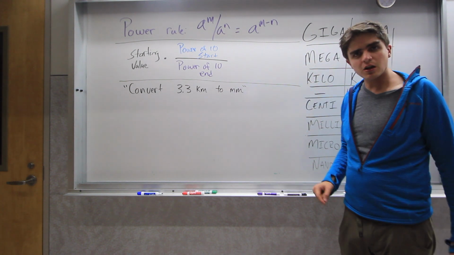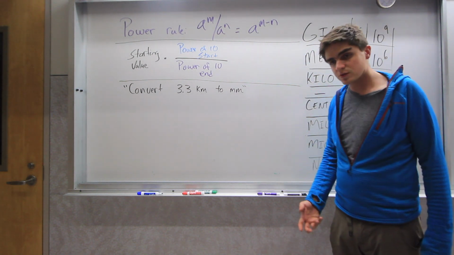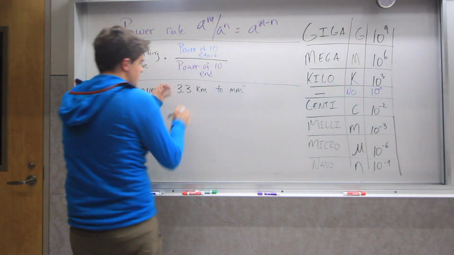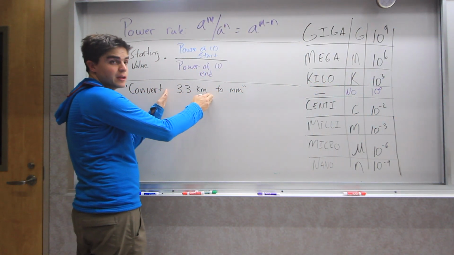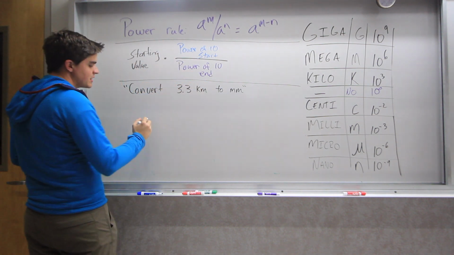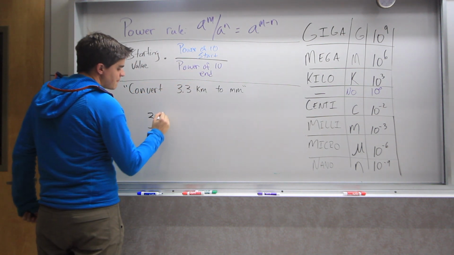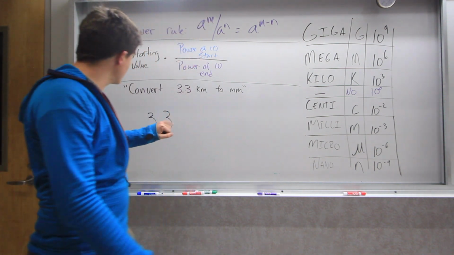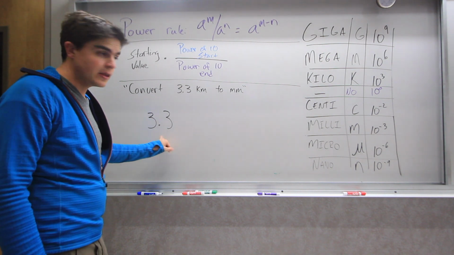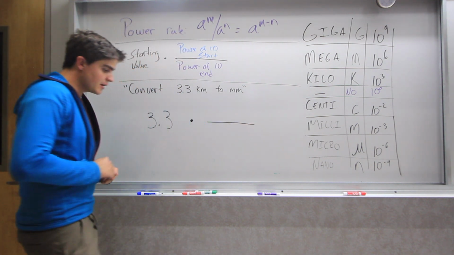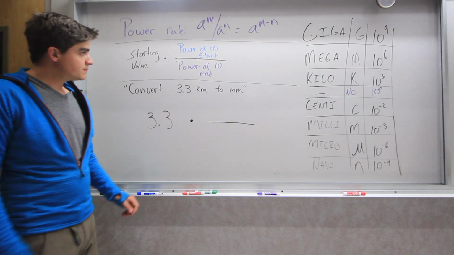Convert 3.3 kilometers to millimeters. So the first thing I'm going to do is look, where are my numbers? And my numbers are here, 3.3 kilometers, right? So up here, my starting value is my number I'm given. So I'm going to take that 3.3, and I'm just going to copy the number exactly as it was given. Any powers of 10, any zeros, all of that gets put out front. Then I'm going to draw a times sign and a division sign, and set up the rest of the problem.